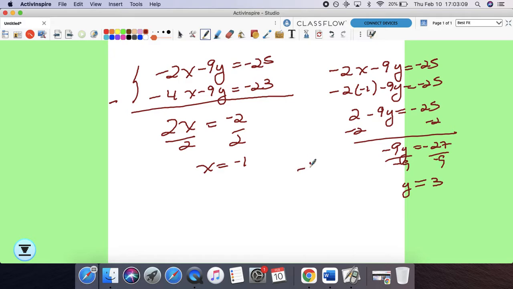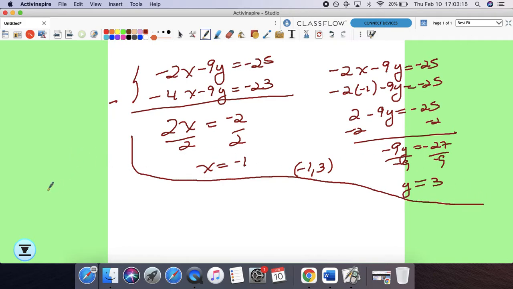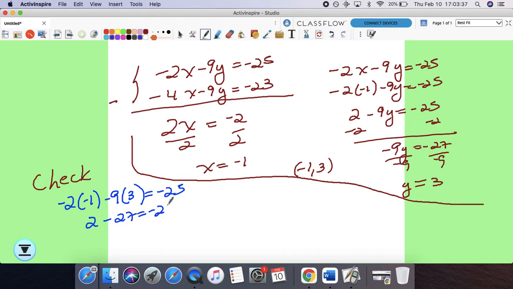I told you that, like I said, nobody likes to check. But the point is -1, 3. I would check. I would take the point -1 and 3, substituting in both equations. Let's take the first equation. It's 2 times -1 minus 9 times 3, and that should give you -25. Let's see if that's true. That's 2 positive minus 27 equals -25. In equation 1, it worked out nicely.